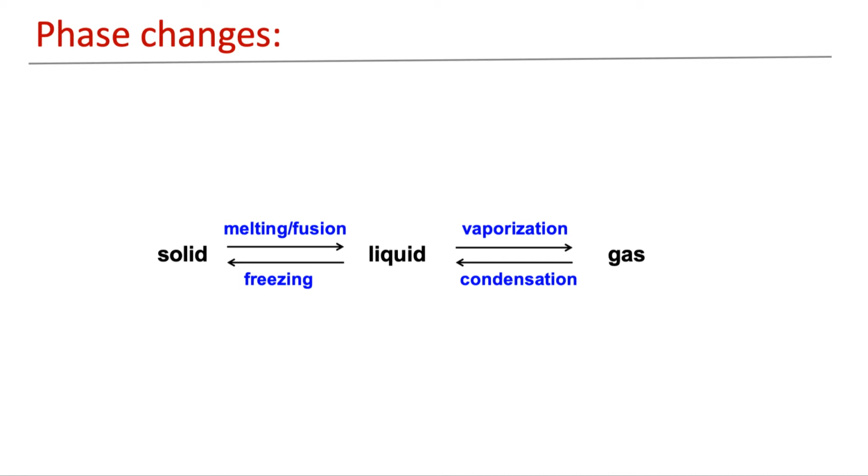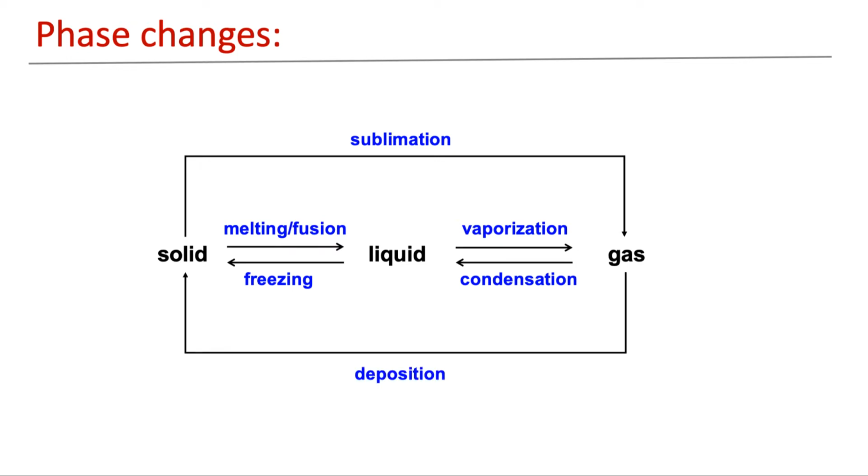Sometimes solids can directly transition to a gas phase, which is called sublimation. An example of sublimation is solid carbon dioxide subliming into gaseous carbon dioxide at room temperatures. Gases can directly transition to solid phase as well. This process is referred to as deposition.